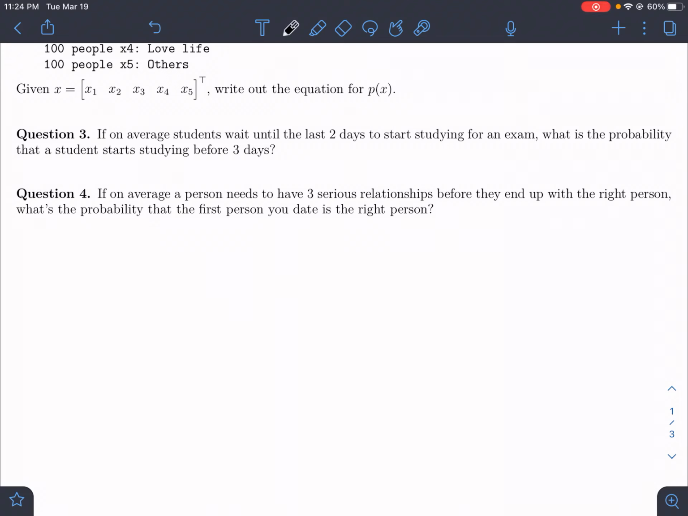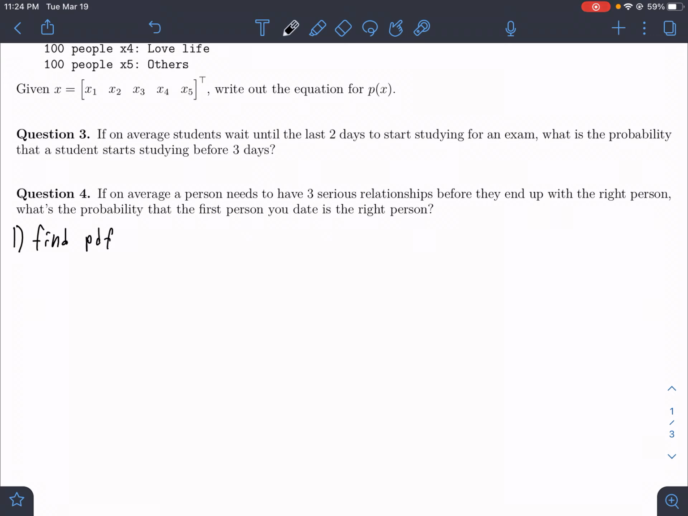Hello, here we're going to be doing question 4, which is some PDF practice. Well, more PDF practice. The question asks, if on average a person needs to have 3 serious relationships before they end up with the right person, what's the probability that the first person you date is the right person? So, as usual with our PDF problems, we need to first find the PDF we're going to be using.